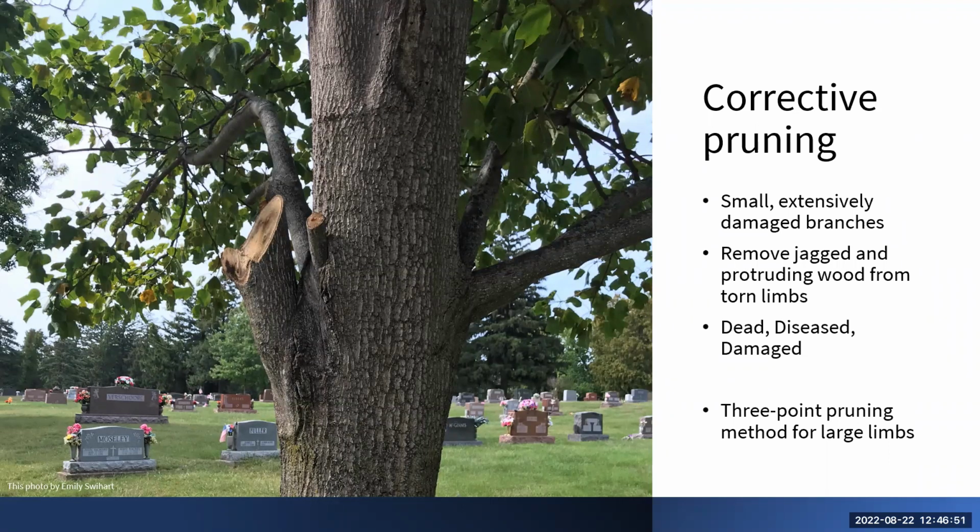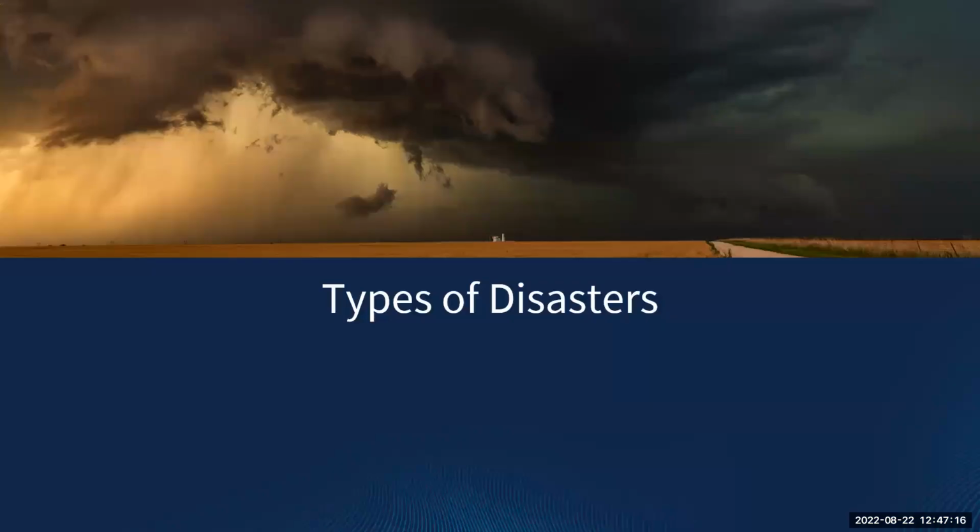Pruning out dead, diseased, and damaged limbs from a tree can help prevent additional damage or additional injury after a storm. Again, that 3-point pruning cut method would be recommended for larger limbs, so the weight of those limbs does not rip the bark and cause more damage than has already been sustained. So that was quickly running through the general tree management recommendations.